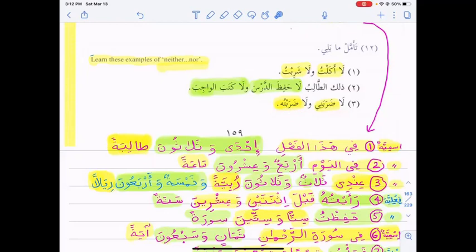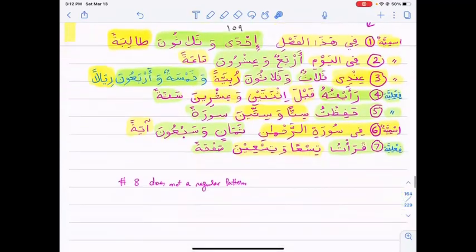Did you get the idea? La darabani wa la darabtu. Darabtuhu. And I didn't hit him. La darabani wa la darabtu. Now you have to write it and practice, inshallah.